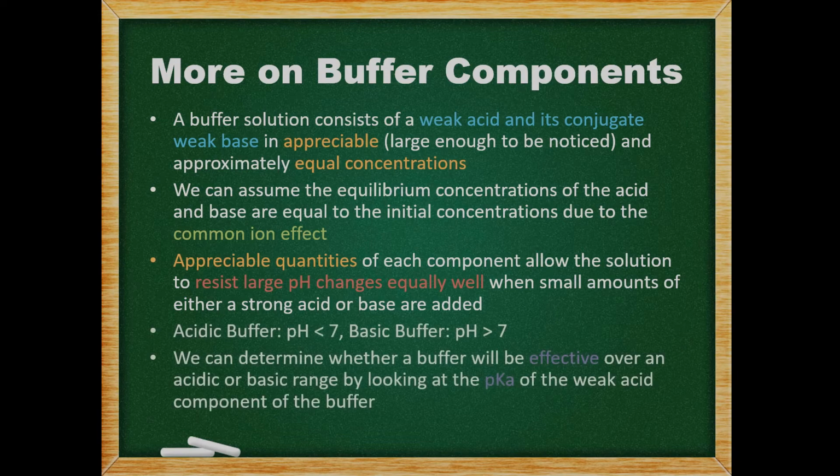Buffers can be referred to as being either acidic or basic, based on which region of the pH scale they buffer a solution in. To determine whether a buffer will be effective over an acidic or basic range, we can look at the pKa of the weak acid component. If the ratio is close to 1, the pH equals the pKa.